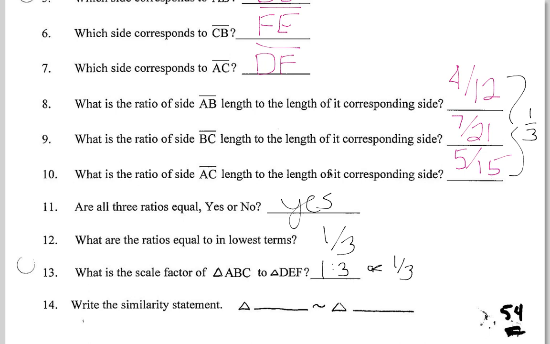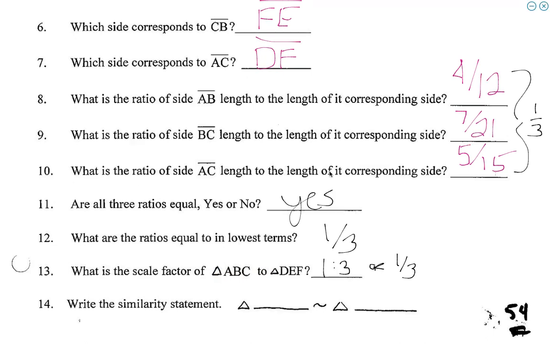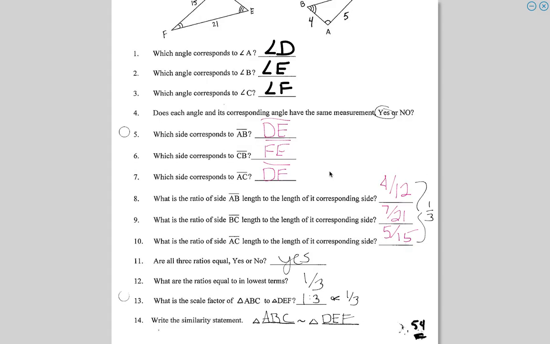Write the similarity statement. Now we can kind of just cheat right here, and the similarity statement is right here. We can just take out this 2, because we know that angle A goes with angle D. We know angle B goes with angle E, and angle C goes with angle... Actually, let me double check that. Yep. An easy way to see that also is back up here. A, B, C, D, E, F.